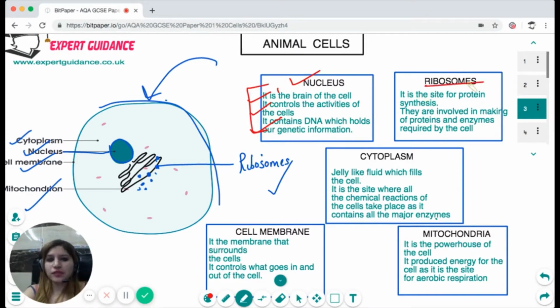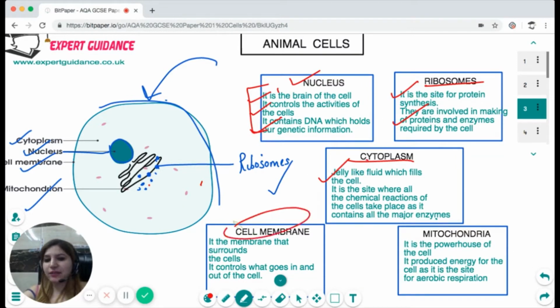Next are the ribosomes. Ribosomes are the site for protein synthesis. Now the cell needs proteins for its functioning, and enzymes are also proteins. So ribosomes make the proteins and the enzymes which are required by the cell. Next is the cytoplasm. The cytoplasm is the jelly-like fluid which fills the entire cavity of the cell. It is a very important part because it has all the enzymes for the chemical reactions of the cell. So the majority of the chemical reactions of the cell take place in the cytoplasm.